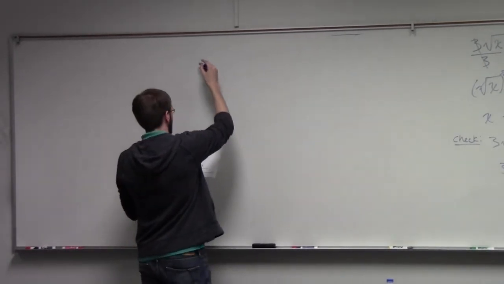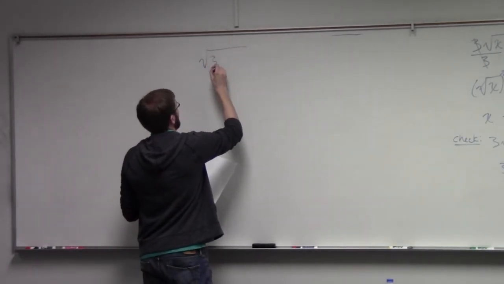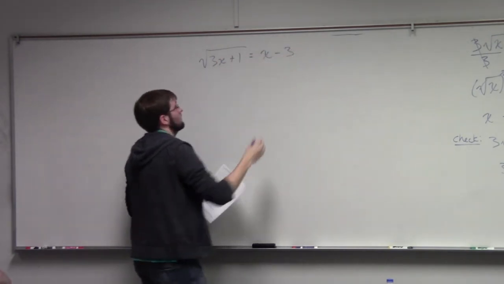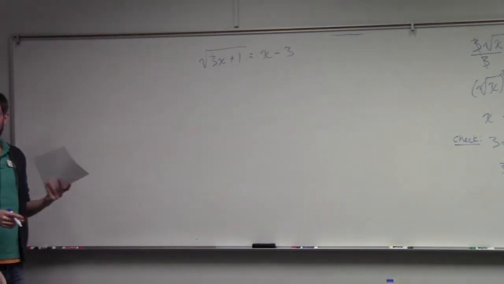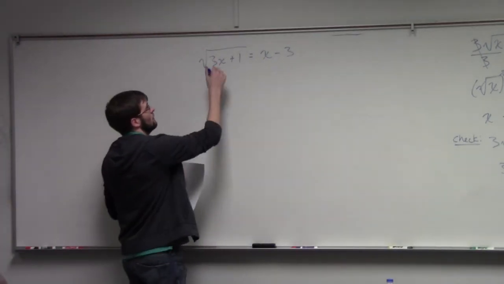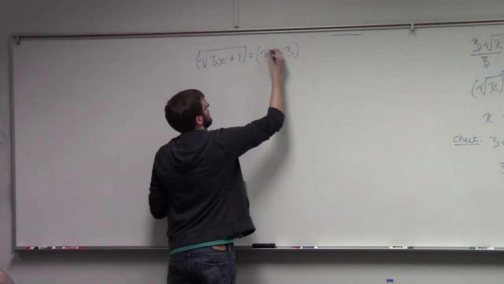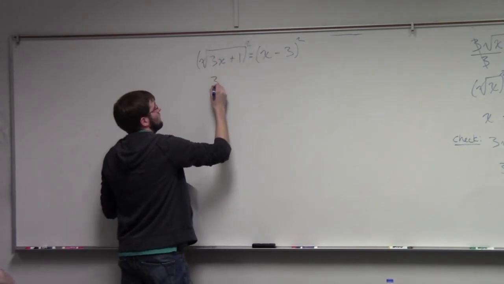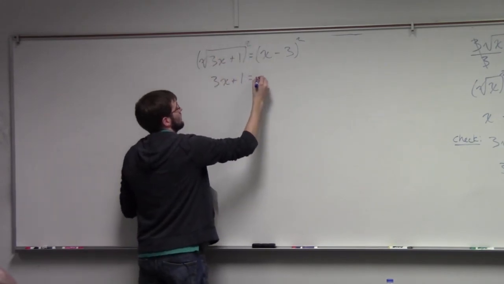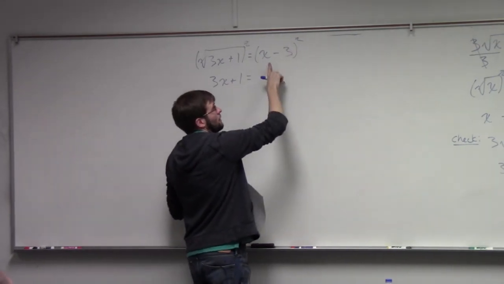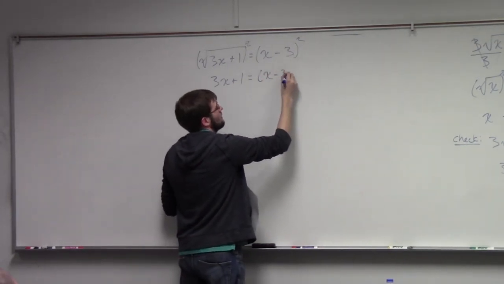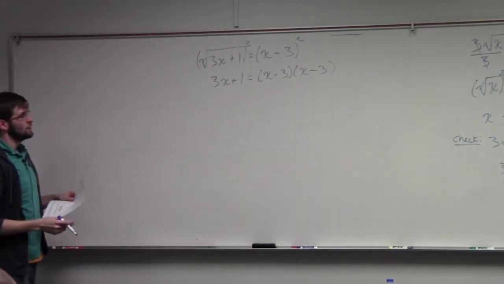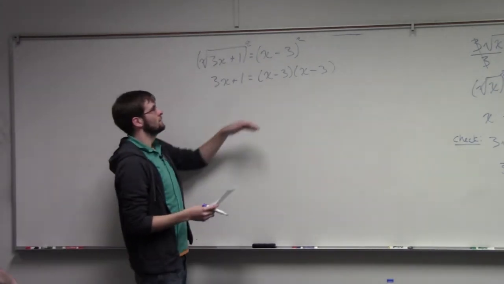All right, so the one at the very bottom, I have the square root of 3x plus 1 is equal to x minus 3. Is the radical isolated? Yes, the radical is isolated, so to get rid of it, I need to square both sides. Here the square root and the square cancel, so I have 3x plus 1. And remember, when this thing's squared, I have to write it twice. Don't put down x squared plus 9. So I need to write this guy out twice.